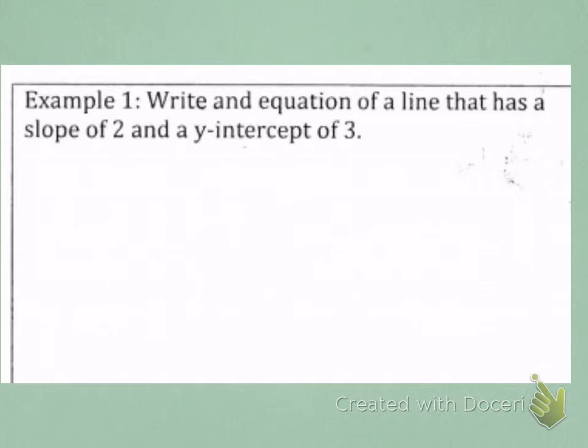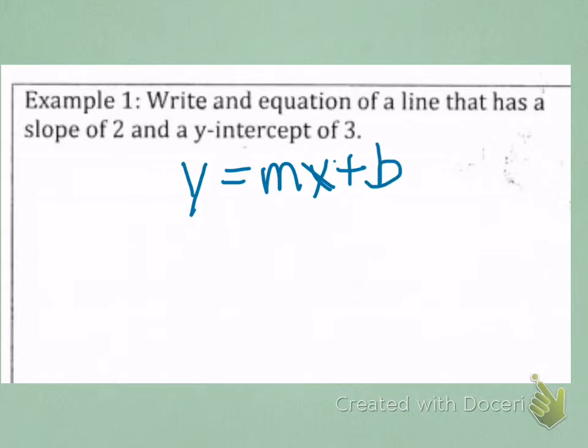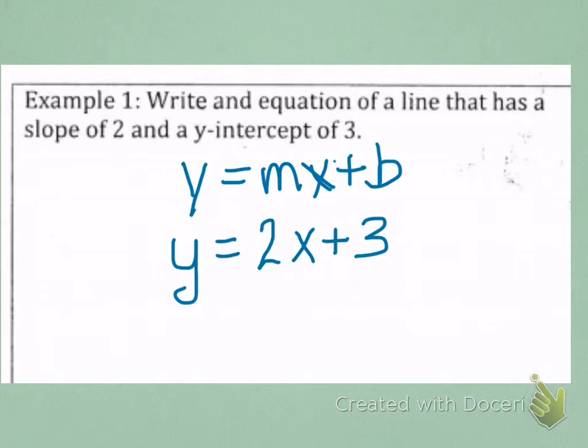So we're asked to write an equation of a line that has a slope of 2 and a y-intercept of 3. So if we just follow that form, y is equal to mx plus b, we can just plug in the slope and the y-intercept. So y equals, and m is the slope, and we want our slope to be 2. And b is the y-intercept, and we want the y-intercept to be 3. So we've created the equation y equals 2x plus 3.